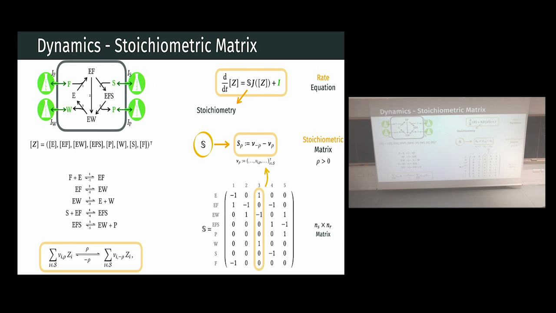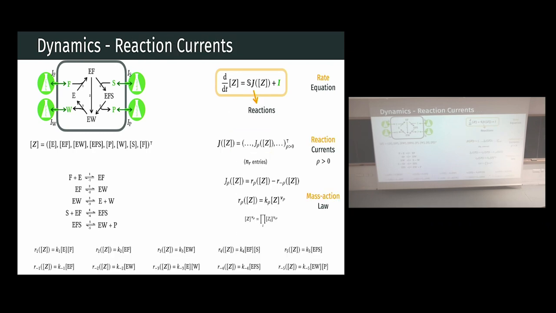Which current? I'm going to tell you about that. So this is just the first term. Let me stress it again. You have a matrix. Each row corresponds to a species. Each column corresponds to a reaction. And so each entry tells you the net variation in terms of number of molecules for a species in a specific reaction. Second term, this is a current vector.